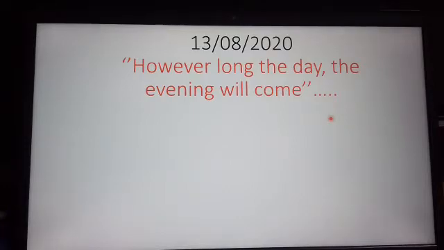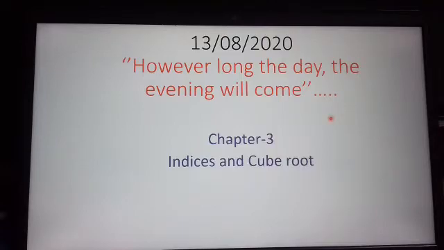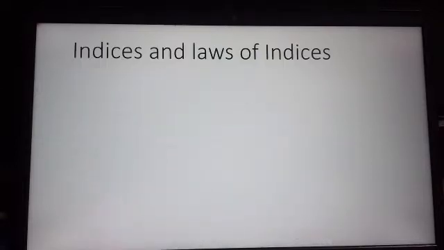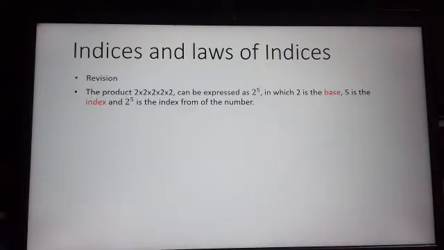Now we will start chapter 3 today, that is indices and cube root. In this chapter, the first part on page number 14, let's recall, was excluded from your syllabus, but it is very important to know the meaning of indices and some laws. That's why we will study those laws in short. So, indices and laws of indices. First of all, some revision we will take.